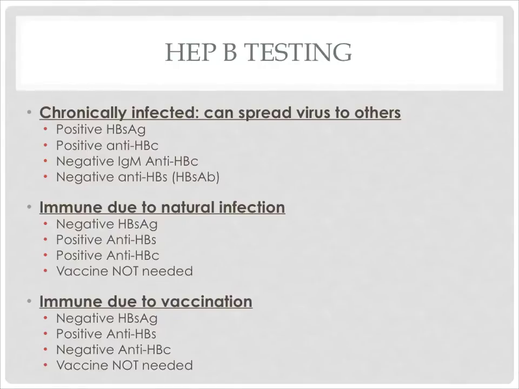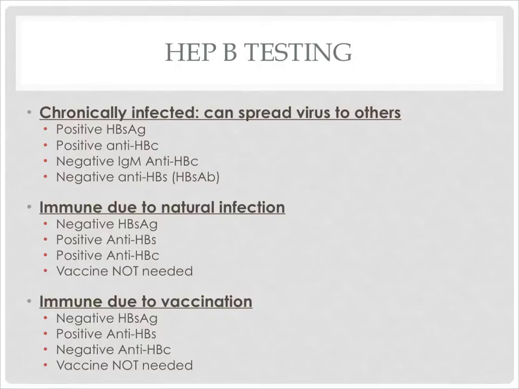Folks who have had immunity due to having a natural infection will have a negative surface antigen. They'll have a positive antibody to the surface antigen, so a positive surface antibody. They're going to have a positive antibody to the core. And if the folks have this type of testing, a positive antibody to the core, a positive antibody to the surface, and a negative surface antigen, they do not need vaccination at that point. They have natural immunity to the disease.